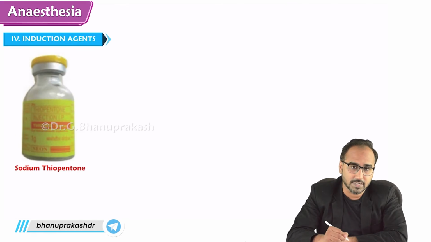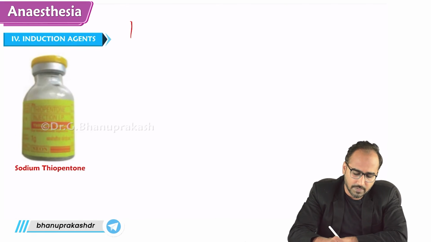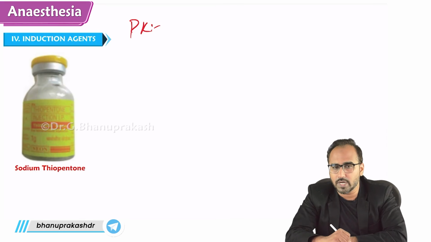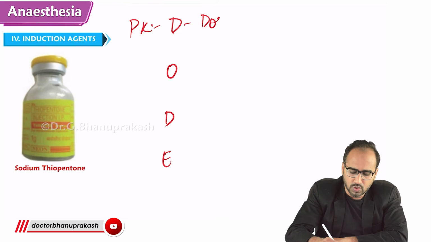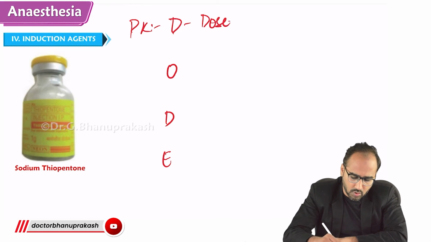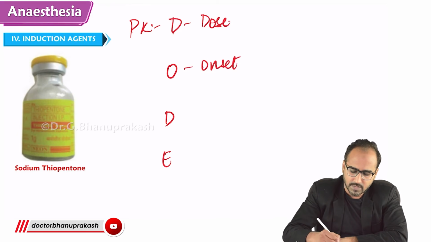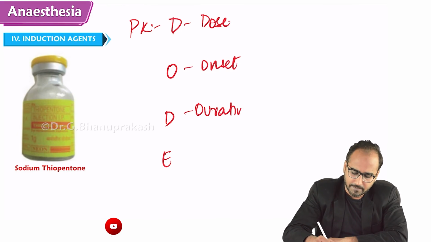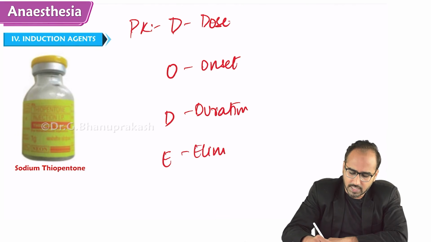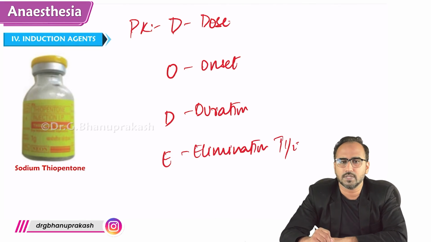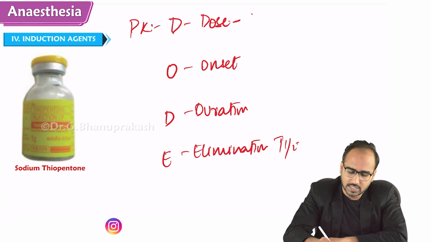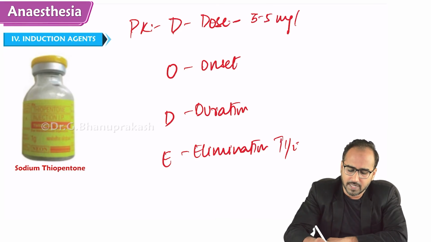After introduction, remember guys, introduction and PK. PK is pharmacokinetics. In the pharmacokinetics, we need to remember DODE. D stands for dose of sodium thiopentone, O stands for onset, D stands for duration, and E is elimination T-half. The dose of sodium thiopentone required to make any person unconscious is 3 to 5 mg per kg body weight.